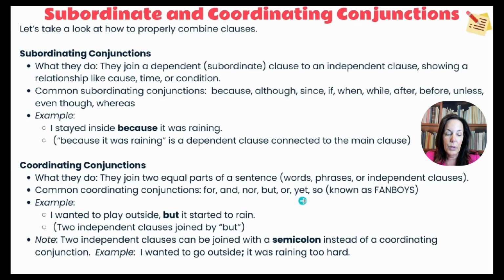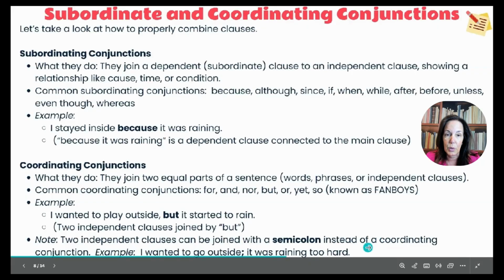Now, if you join your independent clauses without one of these conjunctions, you can do that. You just have to use a semicolon instead of the coordinating conjunction and instead of a comma. So for example, I wanted to go outside. It was raining too hard. Those are two independent thoughts hooked together by a semicolon.